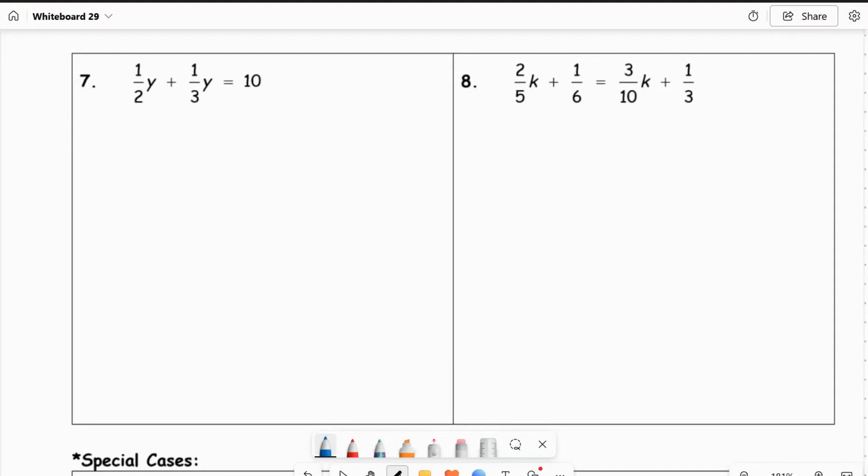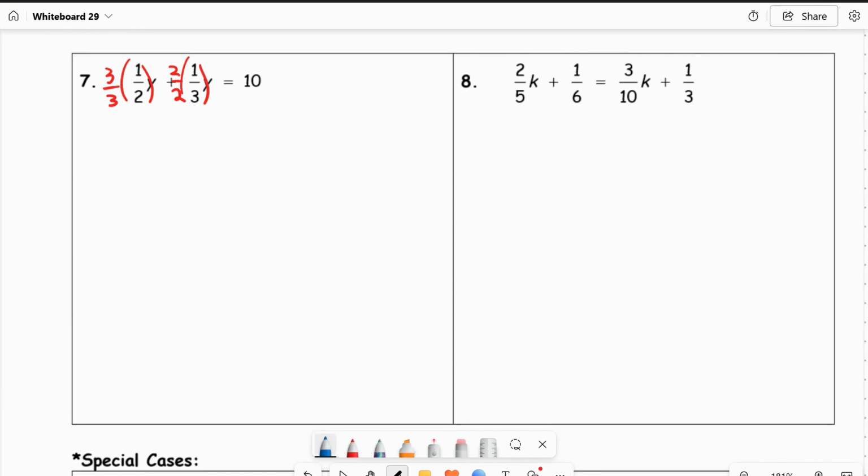So in our first example with fractions here, let's start by combining our like terms. So combining like terms for this one, let's just add our two fractions together. Remember, when adding fractions together, we must have a common denominator. So in order to get 1/2 and 1/3 to have a common denominator, let's multiply our 1/2 by 3 over 3. And let's multiply our 1/3 by 2 over 2. That way we can get a common denominator of 6.